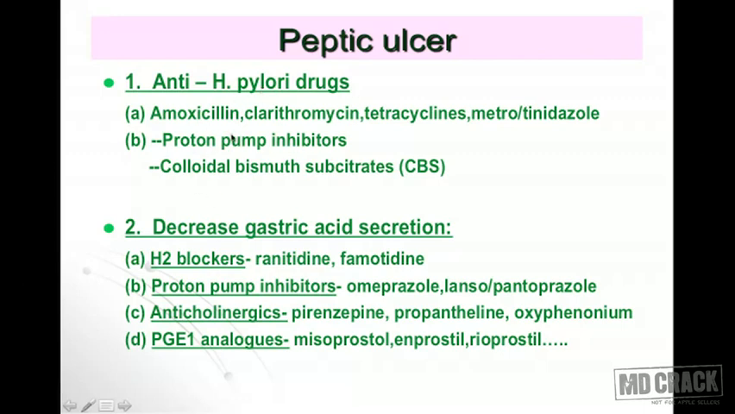That's why I put them under anti-H. pylori drugs. Then the second group was the drugs decreasing the gastric acid secretion, and we had H2 blockers, proton pump inhibitors once again appearing here because they decrease the gastric acid secretion, anticholinergic drugs and PGE1 analogs. So what we had done in the last session is we discussed anti-H. pylori drugs including the antimicrobials, proton pump inhibitors and CBS. And we just had started the discussion of the drugs decreasing gastric acid secretion.